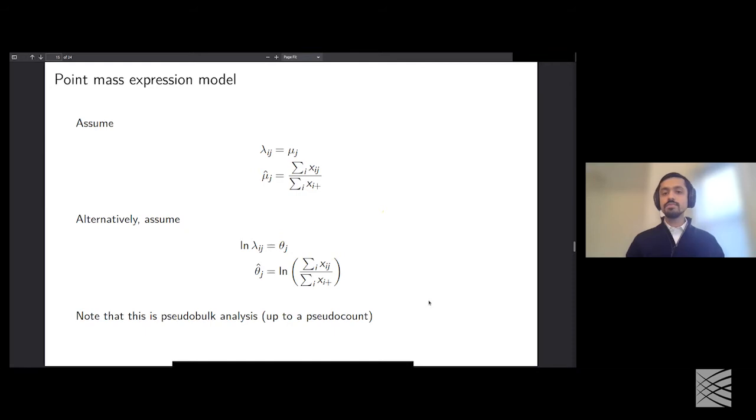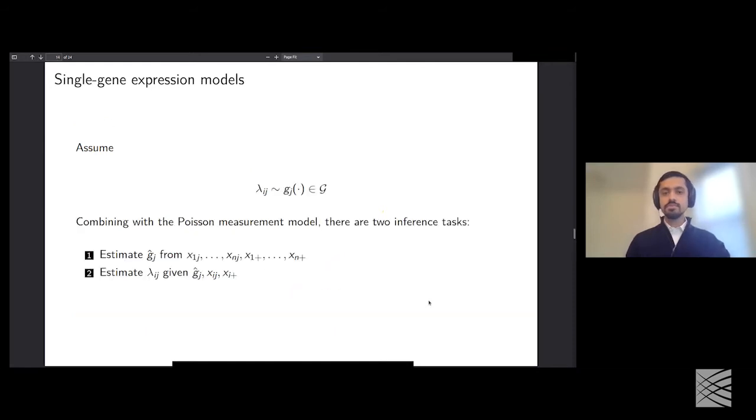I have a question. So going back to the last slide, you're looking at one gene at a time now, but you're still normalizing across cells. I'm a bit confused about that now.